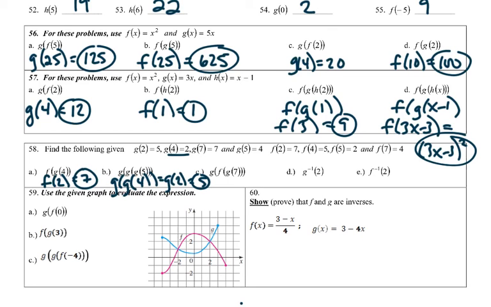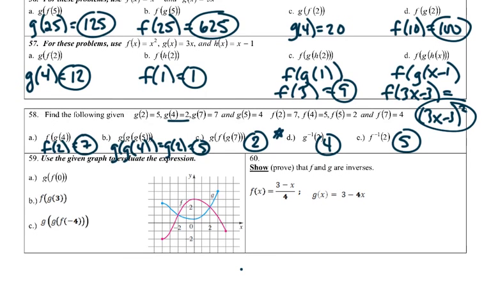G of 7, I'm going to do this in my head. G of 7 is 7. F of 7 is 4, and g of 4 is 2. These questions, when they ask for the inverse, is saying what is the x value when the y value is 2? What is the x value when the y value is 2?